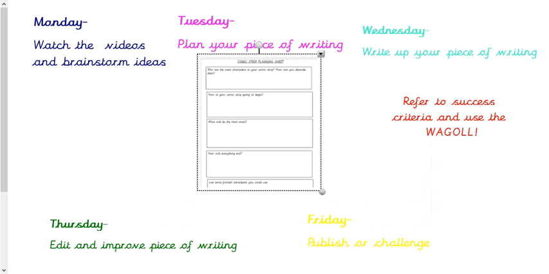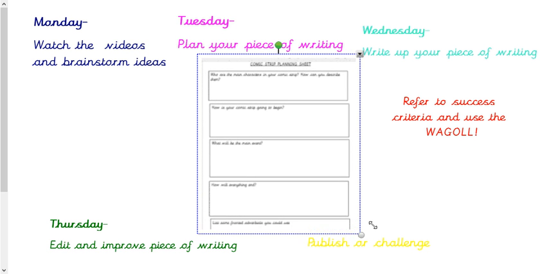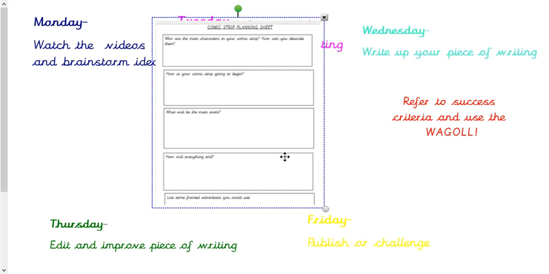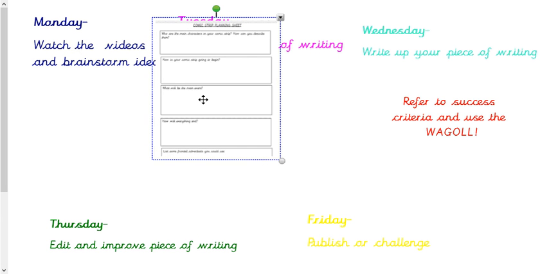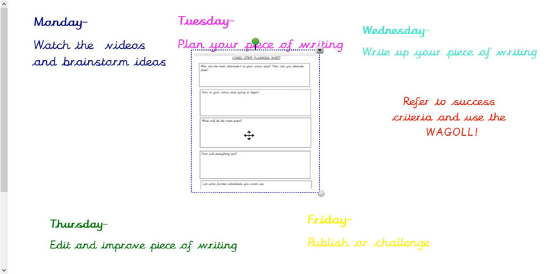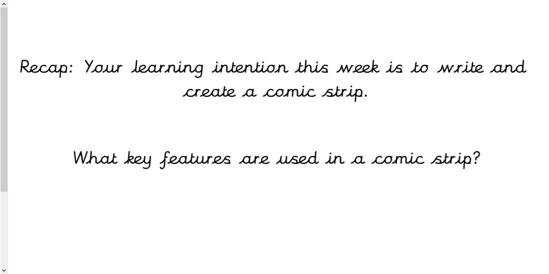So as usual, there's a set plan which you can stick to if you would like to, or if you have another structure that works better, do that instead. There is a plan here which you can use for your comic strip. It goes through how you describe the main characters, what's going to be at the beginning, the middle and the end of your comic book strip, and then which fronted adverbials you might use throughout it. So it's just to get all your ideas down in a structured way before you write up your comic strip.